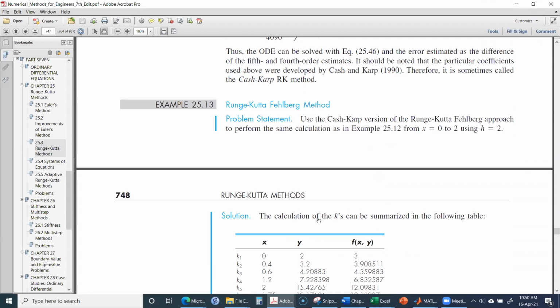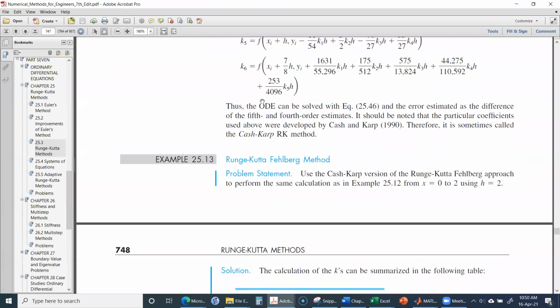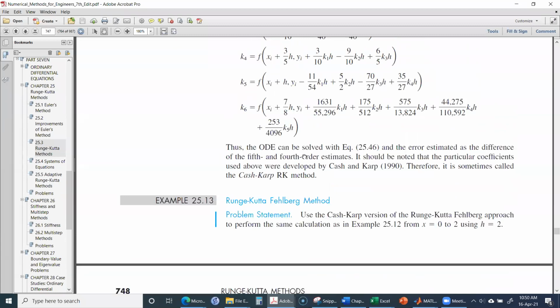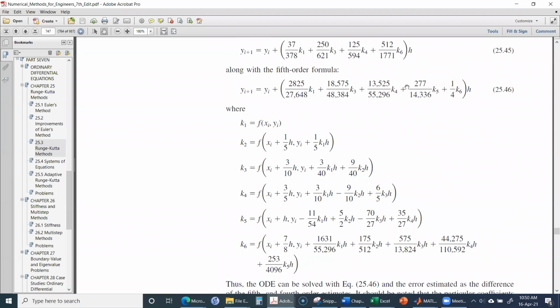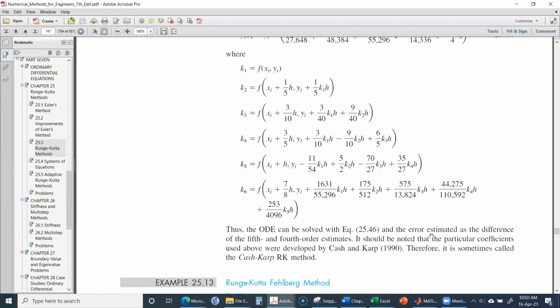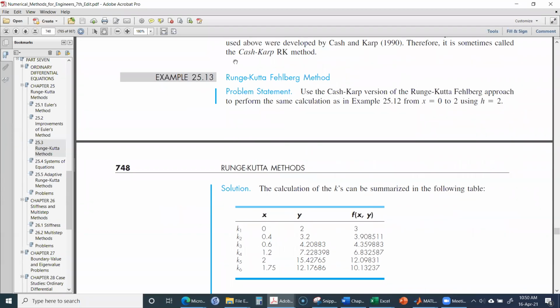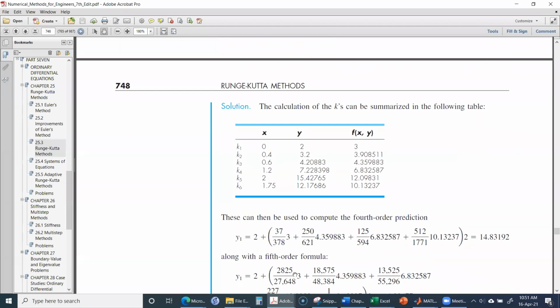Thus the ordinary differential equation can be solved with these equations, and the error estimated as the difference of the fifth and the fourth order estimates. It should be noted that the particular coefficients used above were developed by Cash and Karp in 1990. Therefore, it is sometimes called the Cash-Karp RK method. So the Runge-Kutta-Fehlberg method or the Cash-Karp RK method can be calculated as here.